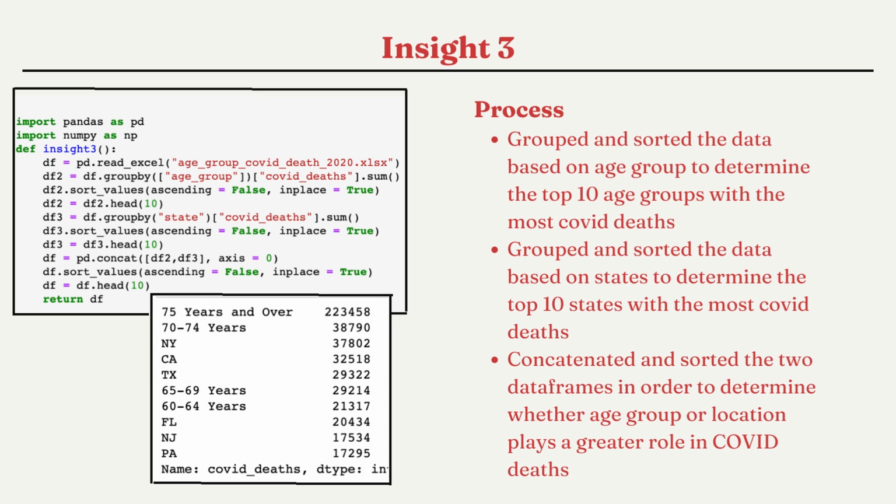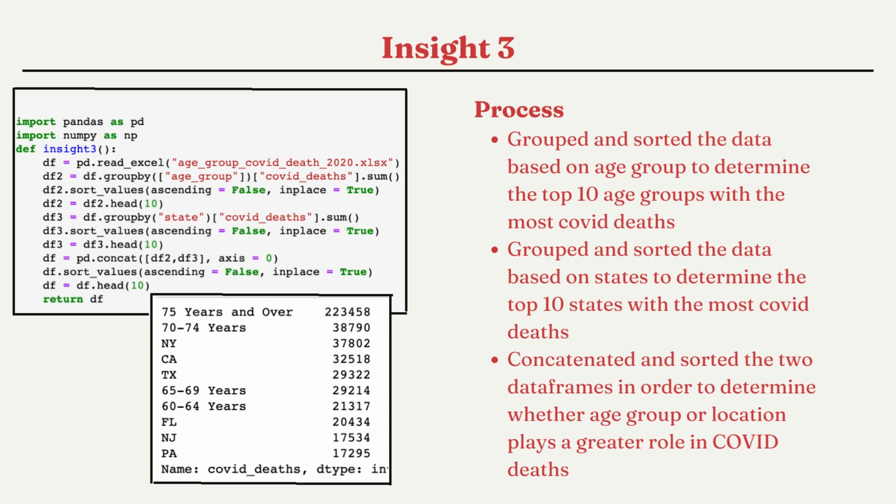Another thing both of us really wanted to know was if location or age group mattered more in resulting COVID deaths. To see this, we first grouped and sorted the data based on age group and summed the number of COVID deaths, then made it into its own data frame while taking the top 10 values using .head. Then we grouped and sorted the data based on state and summed the number of COVID deaths, and then made that into its own data frame and took the top 10 using head again. After this, we concatenated these two data frames and sorted and took the top 10 once again.